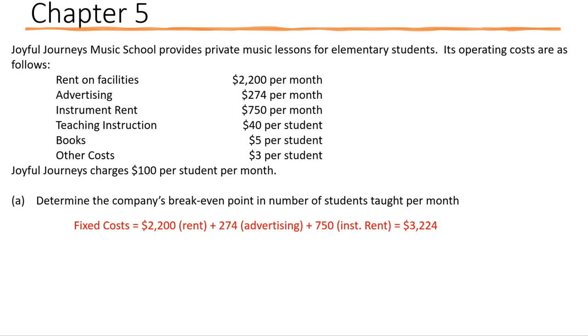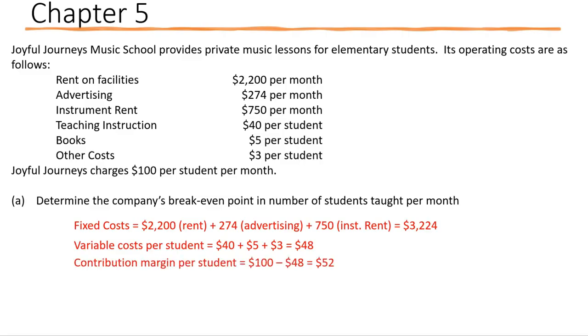Next, we'll look at the variable costs, and that's the per student cost, so the teaching instruction, the books, and the other costs. So $48 per student is our variable cost. We know the sales per student, that $100 that we charge the students each month. So $100 per student minus our $48 per student for our variable costs, we get a contribution margin per student of $52.